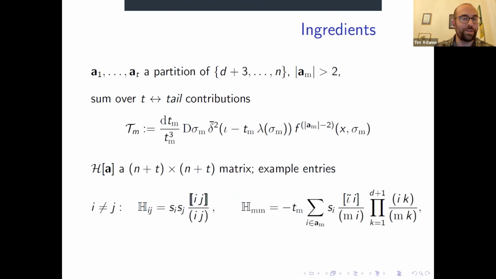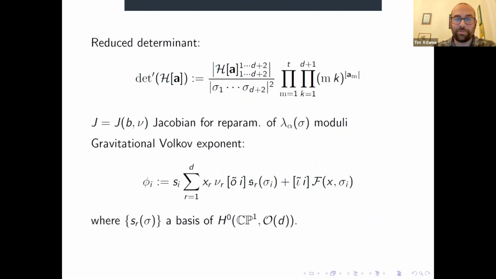It has a kind of big block decomposition that I won't bore you with at the moment, but the point is that you have some dressed kinematics and you have some background kinematics, but we know what all the entries of this matrix are. That reduced determinant can also be written down explicitly. There are some Vandermonde factors, there's a Jacobian, and some momentum conserving delta functions get replaced by exponential factors.